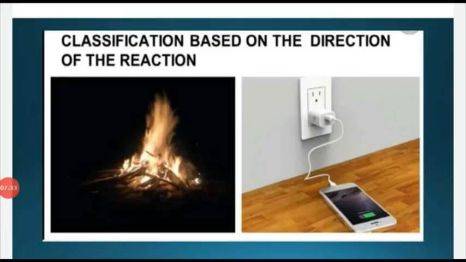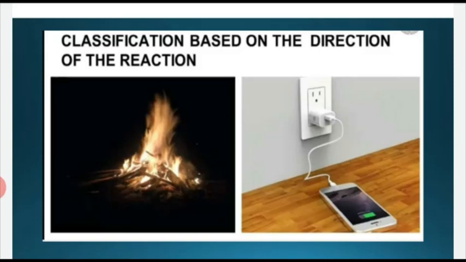Next, classification based on the direction of the reaction. Changes are occurring every day around us. Are they permanent or temporary? Not all are permanent. For example, liquid water freezes into ice, but then ice melts into liquid water. In other words, freezing is reversed. So it is not a permanent change. Moreover, it is a physical change. Physical changes can be reversed easily.